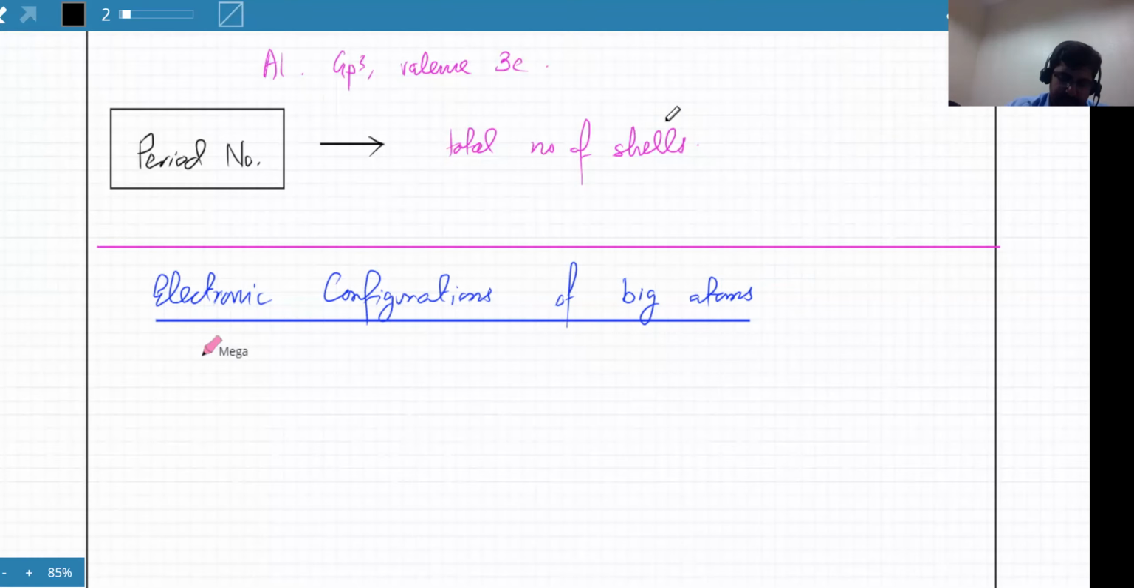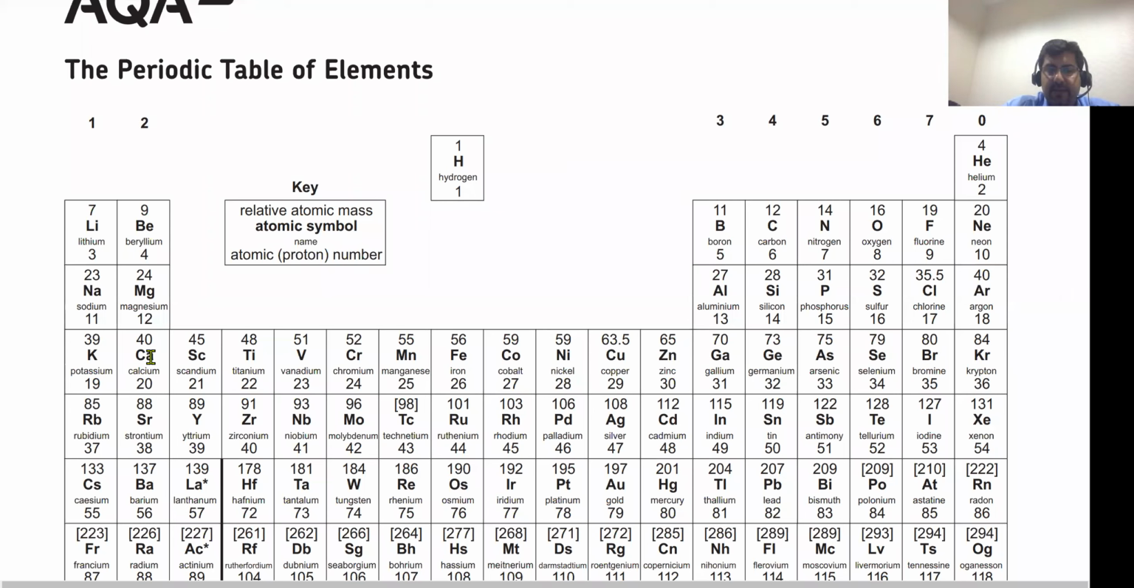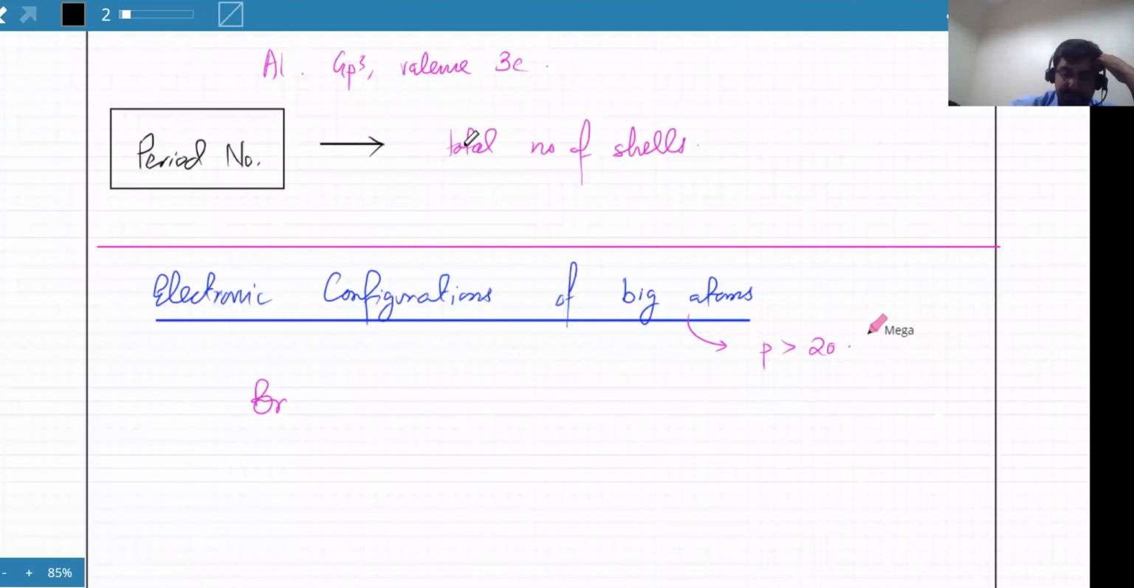Now, let's say I want to figure out the electronic configuration of bromine. So, what is a big atom? That's the first thing. A big atom is one where the number of protons is greater than 20. So let's keep 20 as the mark. If the number of protons is greater than 20, we're going to classify them as big atoms. So for example, over here, calcium is 20. Not above 20, sorry. Scandium would be considered a big atom, and anything that's above 20 is a big atom.